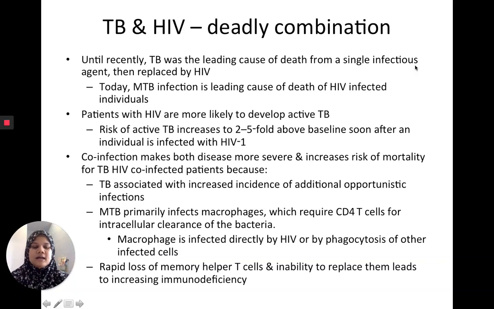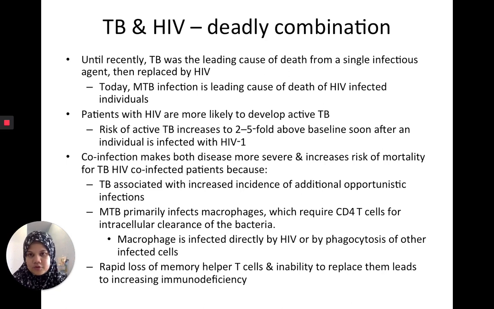All right. So another key thing about TB is that, very interesting, it was the leading cause of death from a single infectious agent. And then HIV came into the picture. HIV only started in the 1980s, and it's still around today, although it's now more controlled. Now, HIV became the leading cause of death, but now TB is again the cause of death, but for people who are infected with HIV.